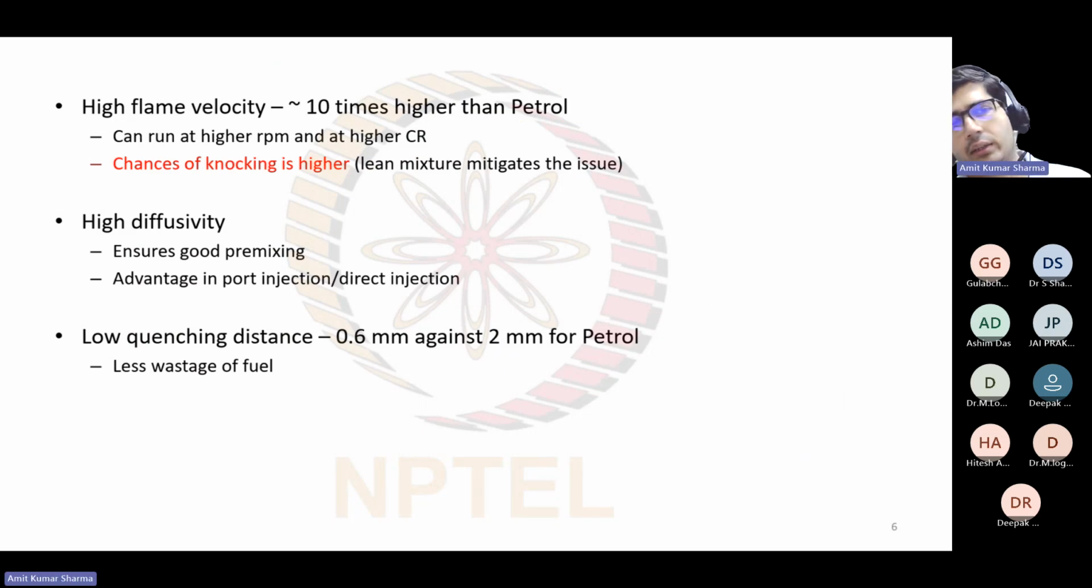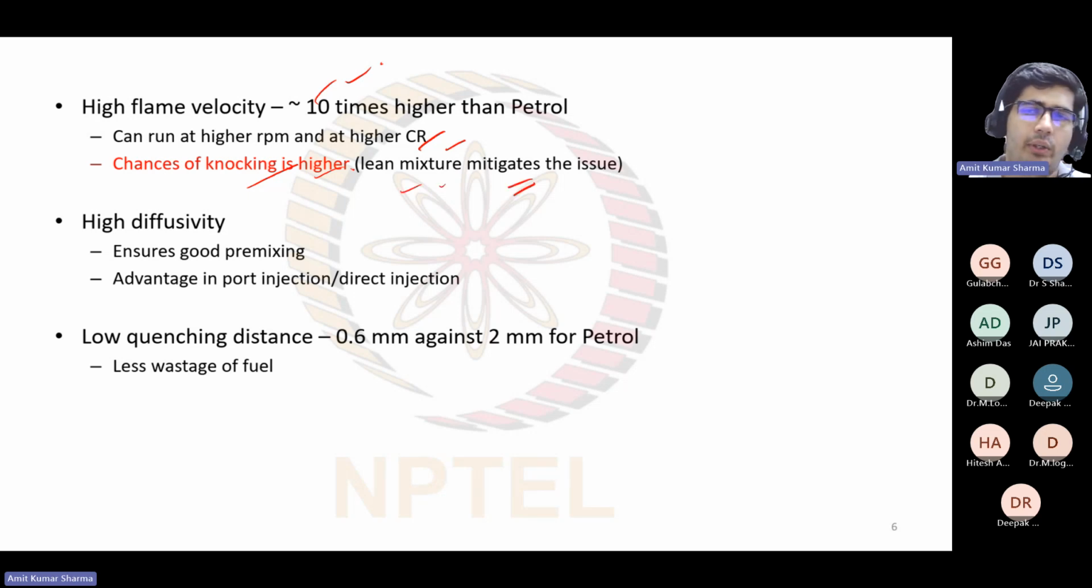High flame velocity, 10 times higher than petrol. So flame velocity is very high, and it can run at higher RPM and higher compression ratio. Due to high flame velocity, the chances of knocking are higher. Lean mixture mitigates the issue. If you use a lean mixture, you can mitigate this issue. What is knocking?